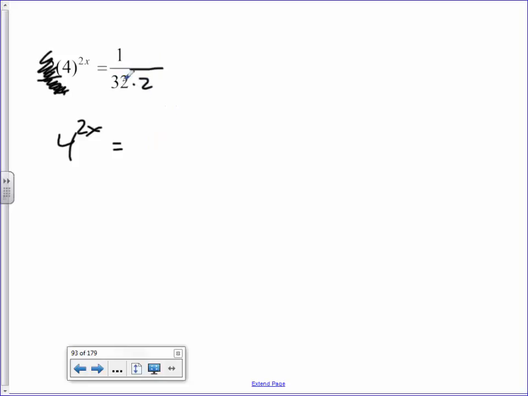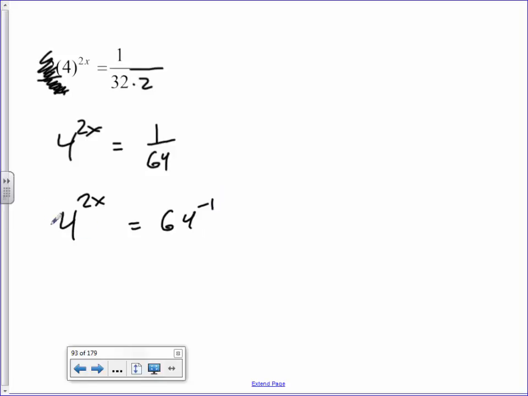What happens when I take the 32 on the bottom and combine the 2? It's 64. Well, you know how I just kind of showed you that one trick where you can make it to the -1? You can still do that. But now is a bit more of an effective time for it because now it's 4 to the 2x equals 64 to the minus 1.